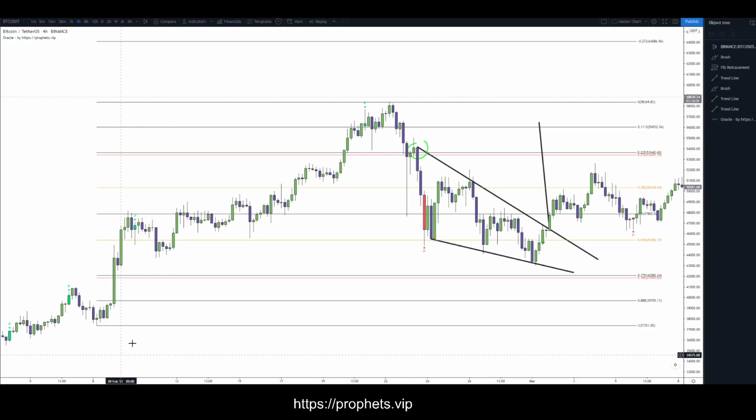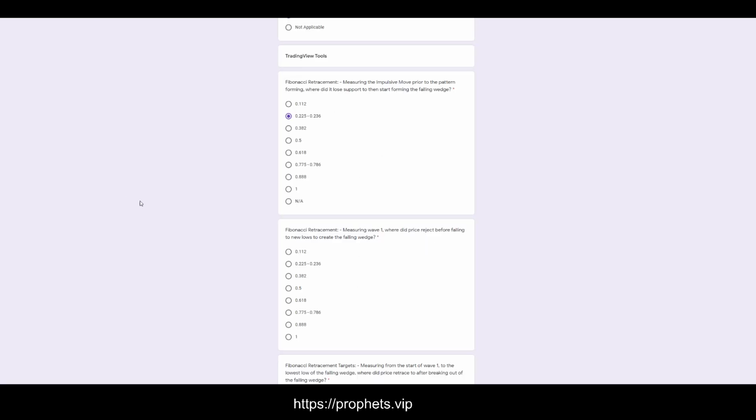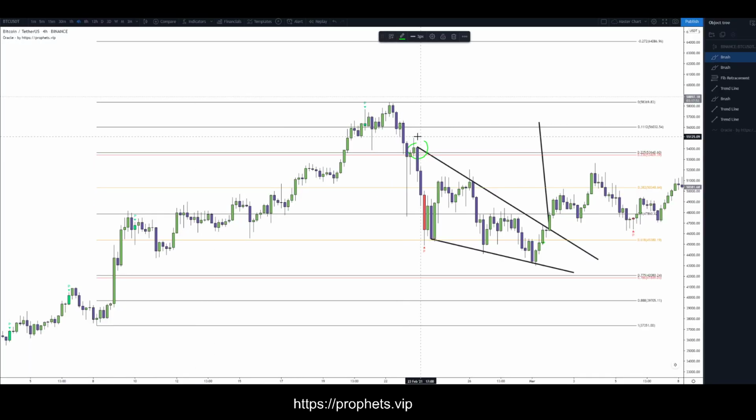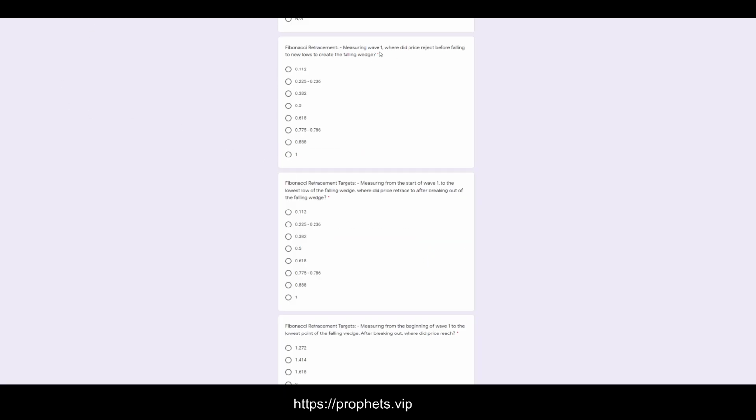So measuring the impulse move to the upside, once we finally lost the 0.236, and we came down to the golden ratio, reclaimed that and took off. That's pretty much all that happened, right? Measuring wave 1, which is wave 1 of our pattern, from this wick top to this wick bottom, that's an entire wave, right?